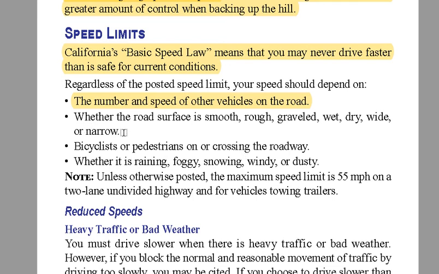And whether the road surface is smooth, rough, graveled, wet, or dry or wide, then that also matters. If there's a lot of gravel, if there's construction, if there's flooding, you're going to need to slow down. And that is part of the basic speed law. And so the word surface is your answer for your fill-in.